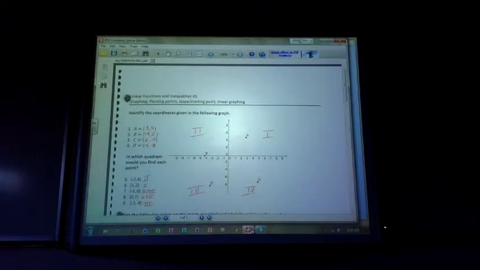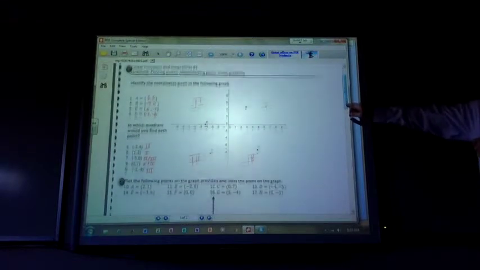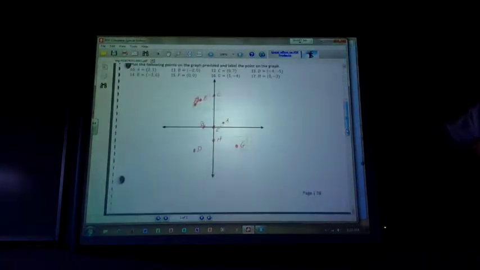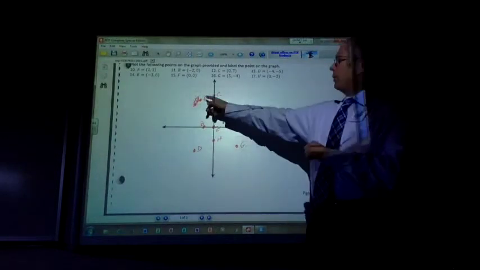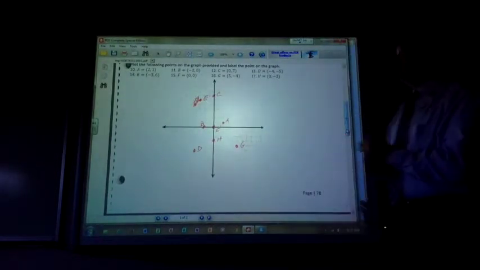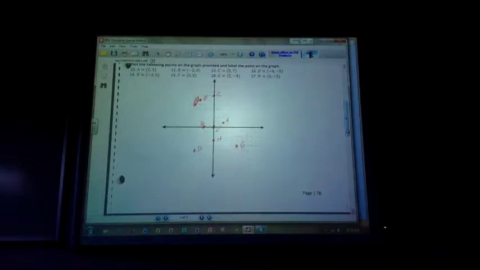Are there any questions over the first 9 problems? Seem okay? Let's move down. All right, let's see. I plotted D in the wrong spot first, so I crossed it out. Sorry, I did it in pen. But basically, that's where those points look like they went. Notice I did label the points A through H.